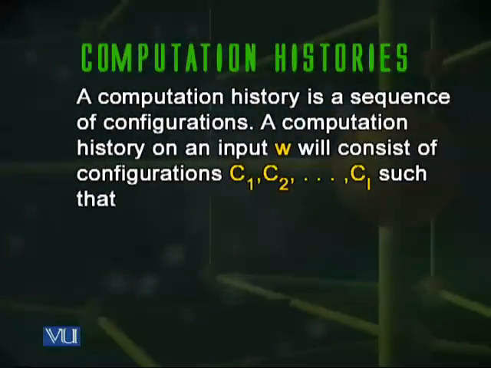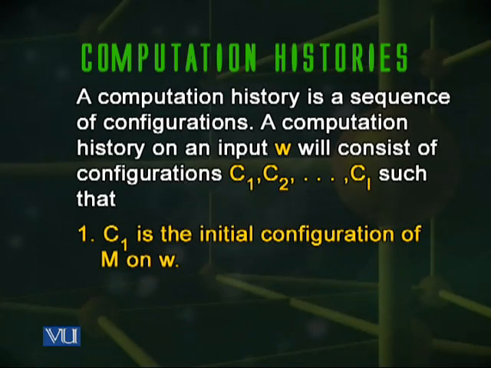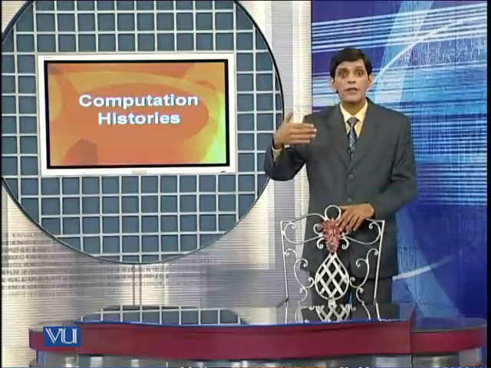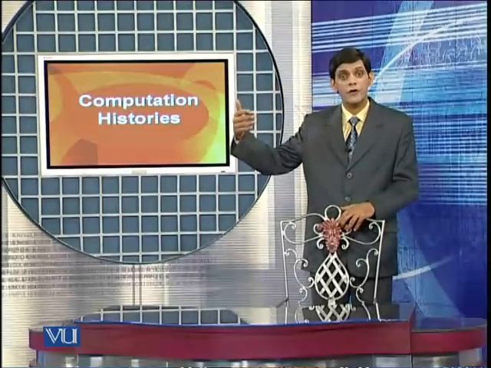A computation history is a sequence of configurations. A computation history on input W will consist of configurations C1, C2, all the way up to CL, such that C1 is the initial configuration of M on W, and Ci yields Ci+1. So, a computation history gives you an initial configuration, and after that, it gives you the next configuration that the machine has gone into, and the next configuration, and the next configuration, and the next.